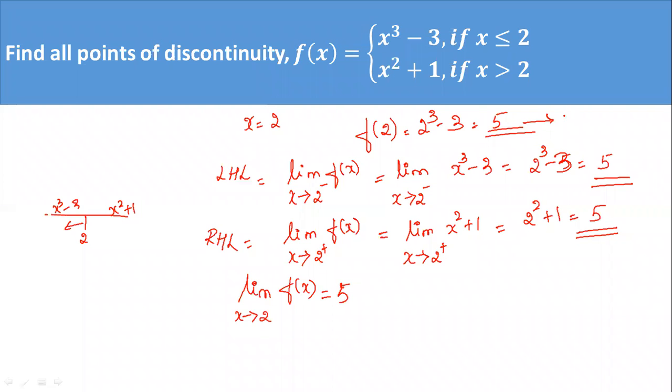So from 1 and 2, you can see that the function is continuous at x equal to 2. Since it is already continuous for x greater than 2 and x less than 2, the function is continuous everywhere. Okay. Did everyone get the answer?